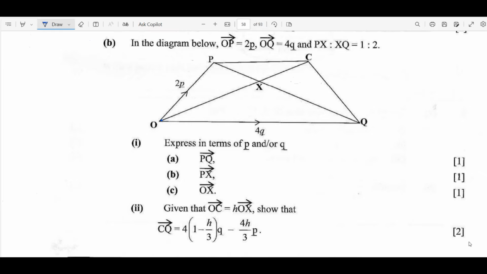So we can define a vector as a quantity with both magnitude and direction. The magnitude can be defined as like the distance. So under our vectors we need to have a distance plus the direction must be specified. Now let's look through the question.